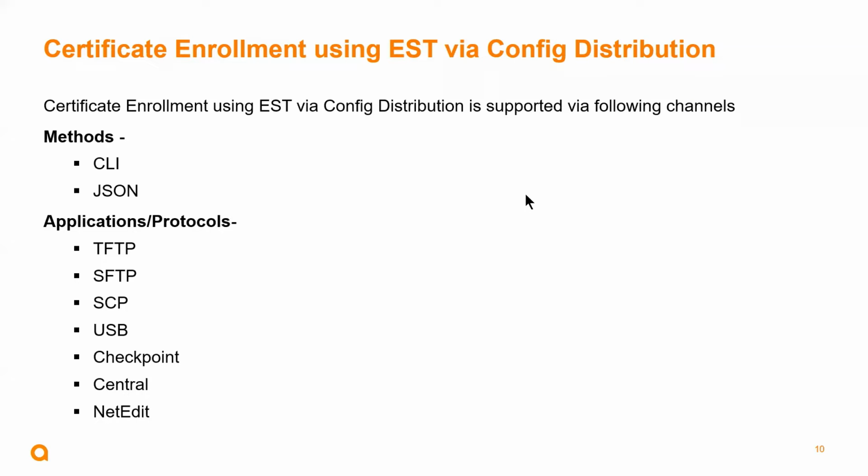So let's see details about our enhanced certificate enrollment using EST via config distribution. As discussed earlier, the certificate enrollment can now happen via config distribution. So how can the configuration be applied to our switches? It can be either in the CLI format or in the JSON format.